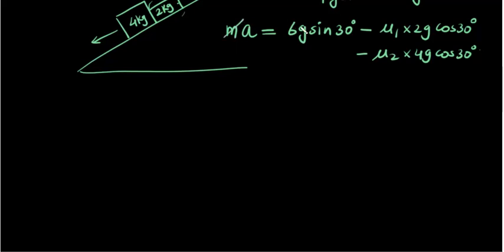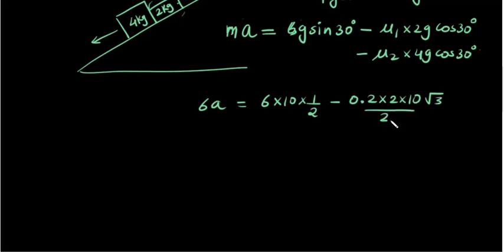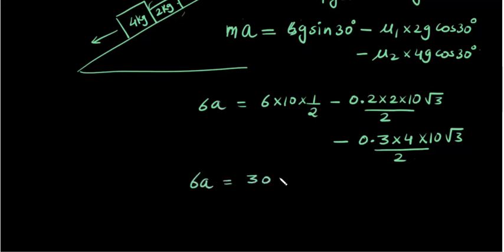So now we can cancel out this mass. Yeah, we cannot cancel actually. Now this is 6a is equal to 6 into 10 into 1 by 2 minus mu1, which is 0.2, into 2 into 10 root 3 by 2 minus 0.3 into 4 into 10 into root 3 by 2. So this one will be 6a is equal to 30 minus, this 2 will cancel with this 2.